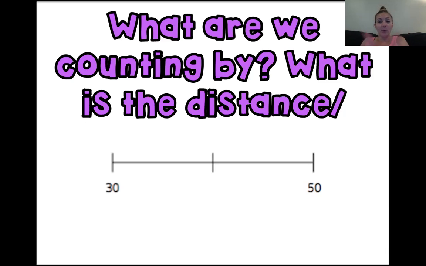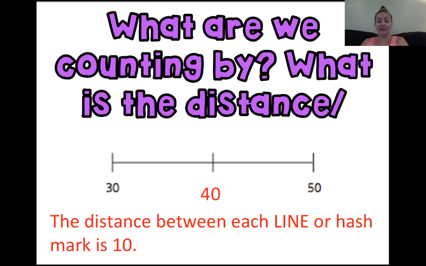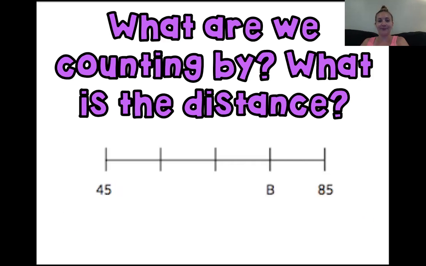So what would be right in the middle between 30 and 50? It would be 40. So how far apart are each of the lines or numbers on this ruler? The distance between each line or hash mark is 10.